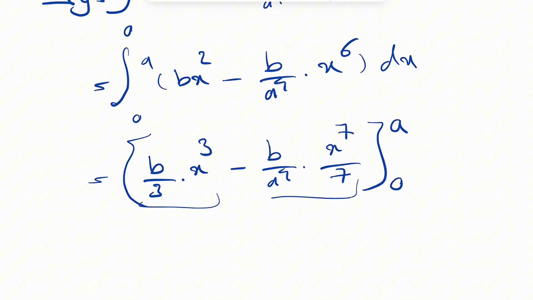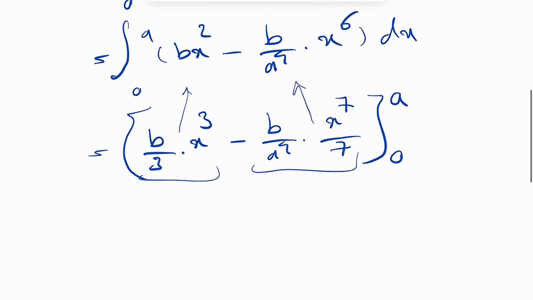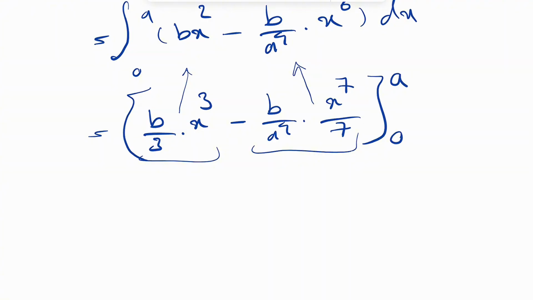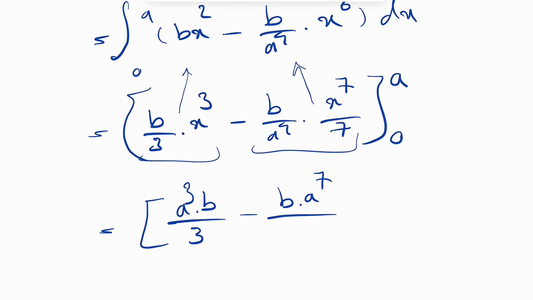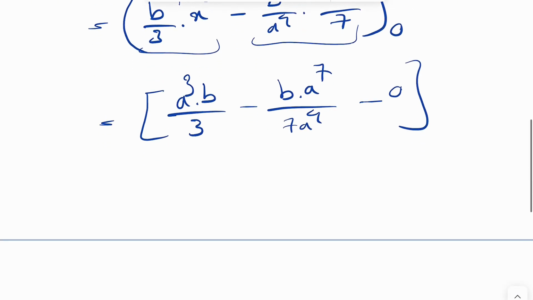If you want to double check your integral, just do the differentiation of each of them and see if we get what we had in the previous part. We can see that if we put in 0, everything's going to be 0, but let's see what we get for a. We're going to get a cubed times b over 3, minus b times a to the 7 over 7a to the 4. And again, 0 is going to be 0.